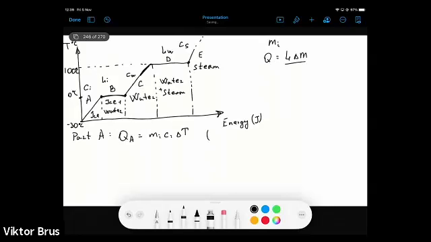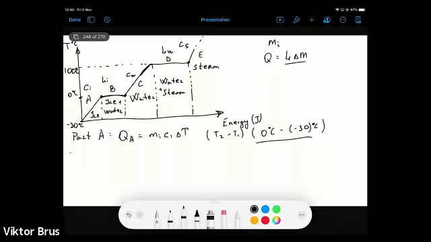So in this case, we have T2 minus T1. That should be 0 degrees Celsius minus minus 30 degrees Celsius. So that is our change in temperature. We heat up this given amount of ice from minus 30 to 0 degrees Celsius.